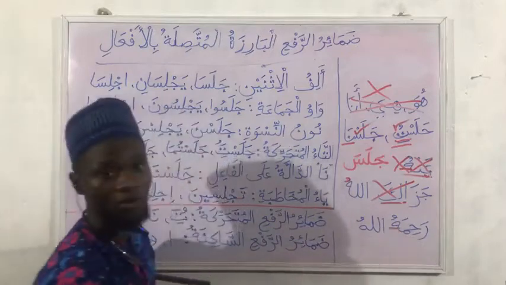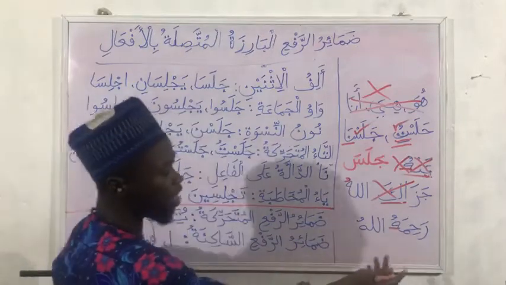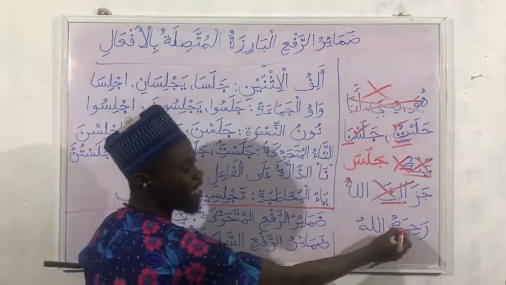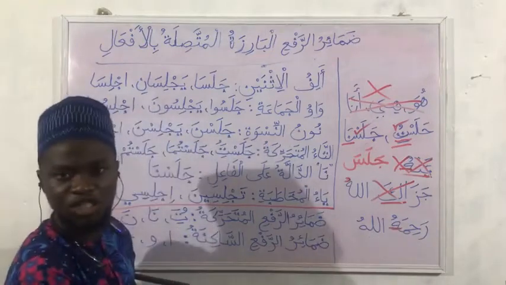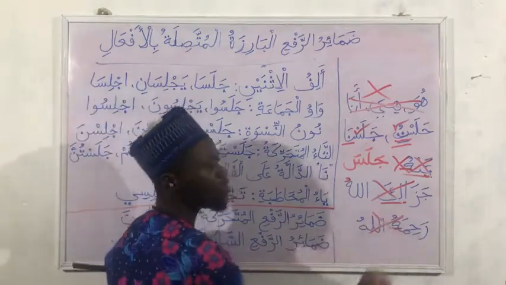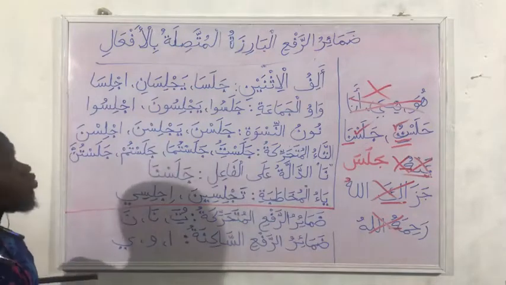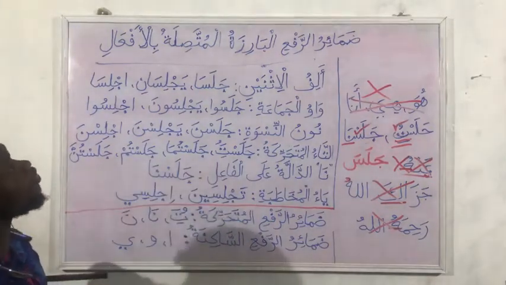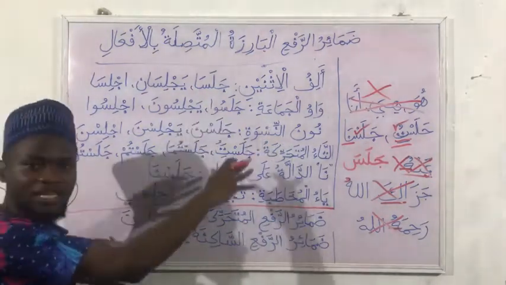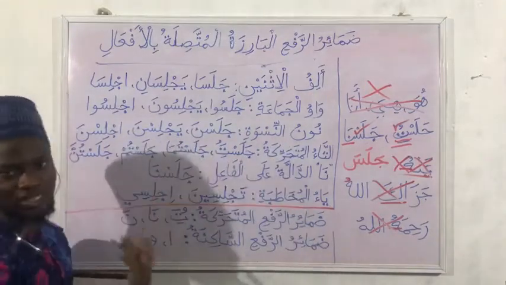The hu is the pronoun, rahima is the verb, then Allah is the fa'il. Then the hu is in nasbu state, not Raf'u. So it is also out of it. So these are ضمائر الرفع البارزة المتصلة. We will be explaining all those verbs with examples.